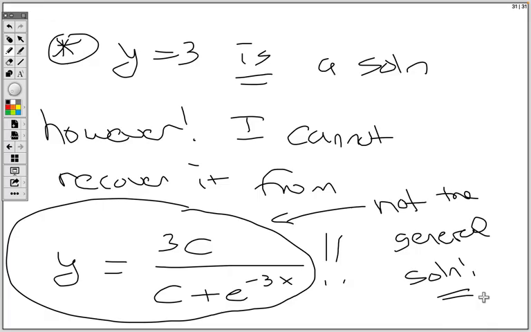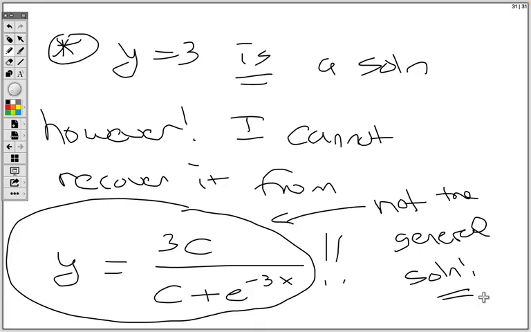Now, I don't want you to lose sleep over this, because it's the end of the period here. We've got like 5 minutes left. I don't want you to wake up in the middle of the night thinking, how many other ones did we lose? This is the only one. This is the only one you can't get from this formulation. This represents all the other ones, so don't freak out about that.